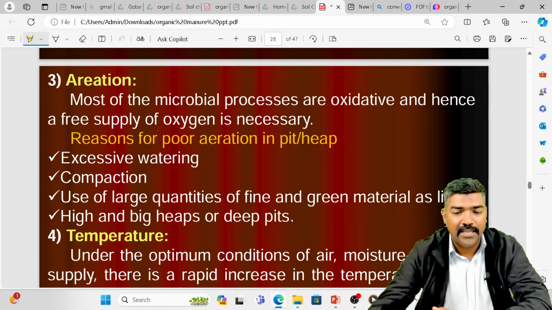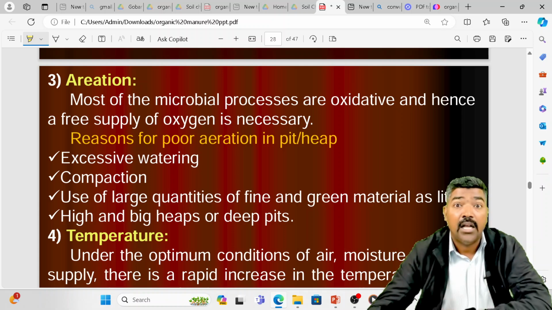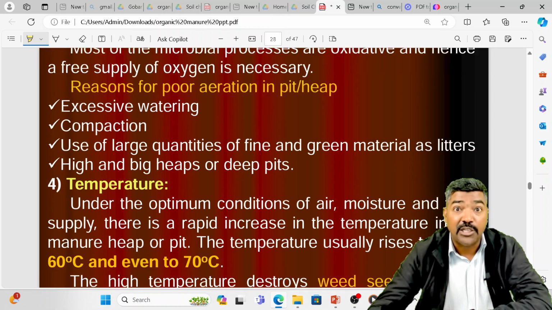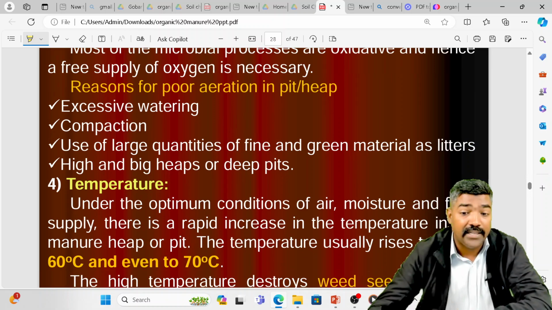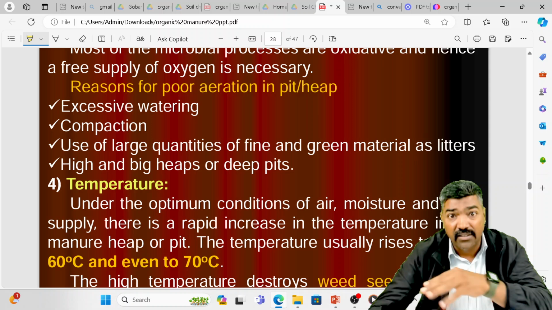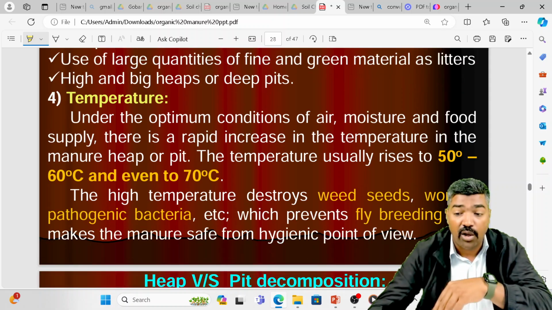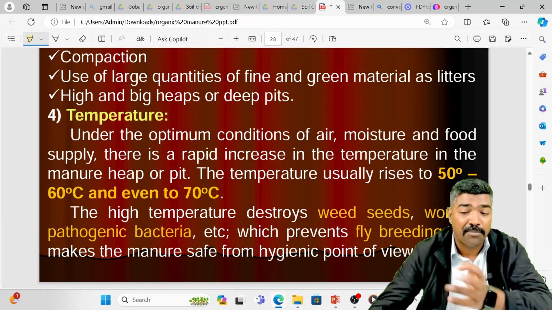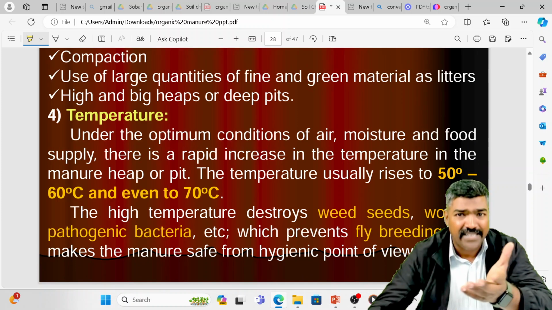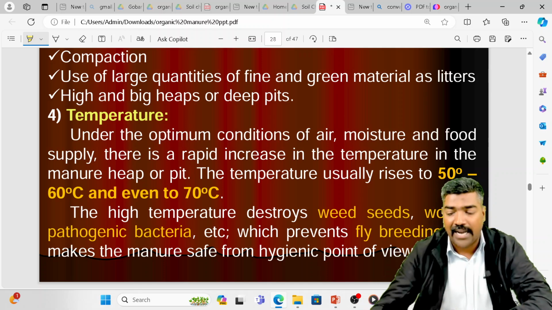deep pits. The fourth very important factor that affects decomposition is the temperature. Under optimum conditions of air, moisture and food supply, there is a rapid increase in the temperature in the manure heap or pit. The temperature usually rises to 50 to 60 degrees Celsius, and can even rise up to 70 degrees Celsius. So the high temperature destroys weed seeds, worms and pathogenic bacteria, which prevents fly breeding and makes the manure safe from the hygienic point of view.